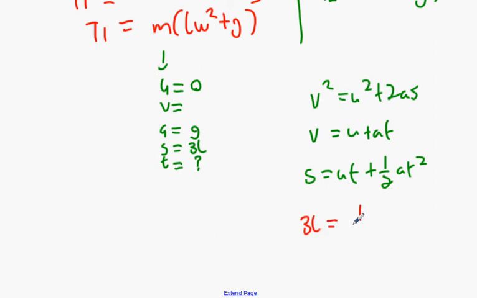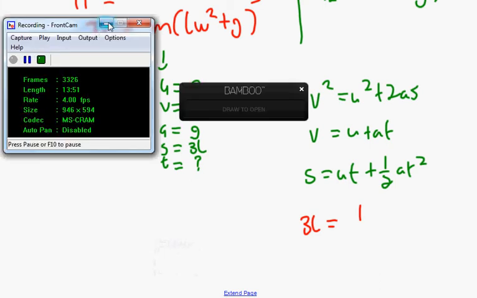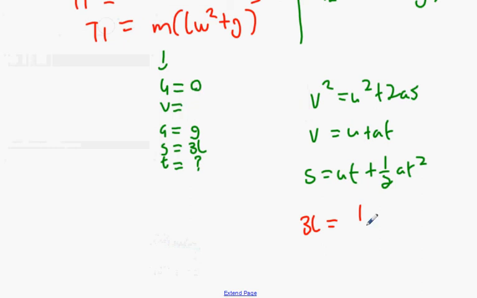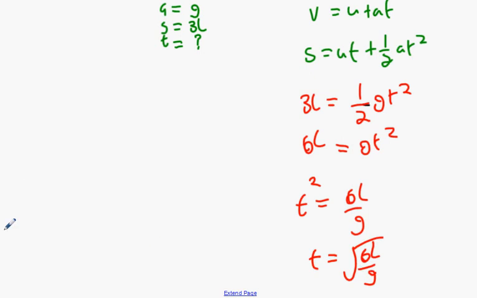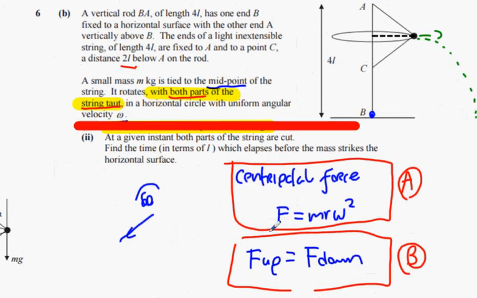3L equals a half g t squared. So 6L equals g t squared. t squared equals 6L over g. t equals the square root of 6L all over g. So that's 2013 6b.